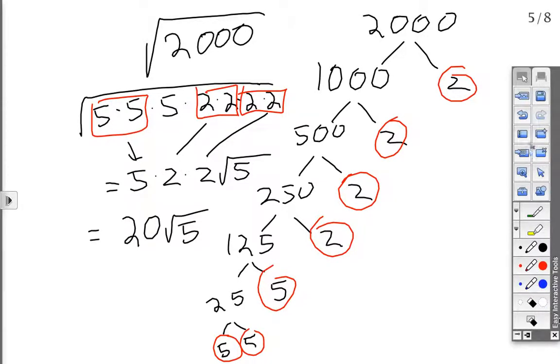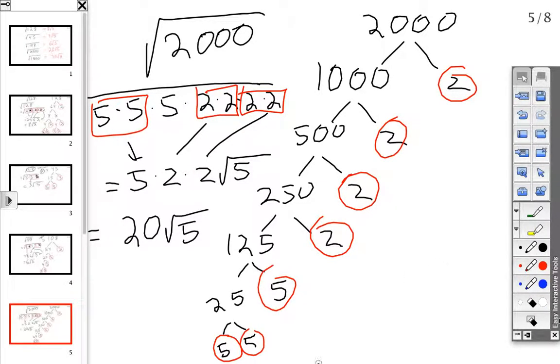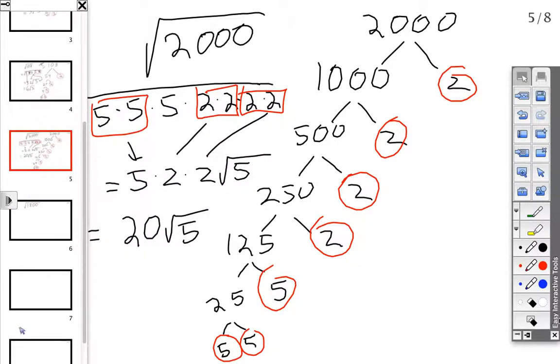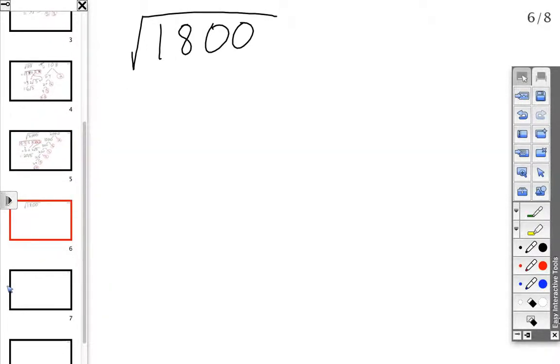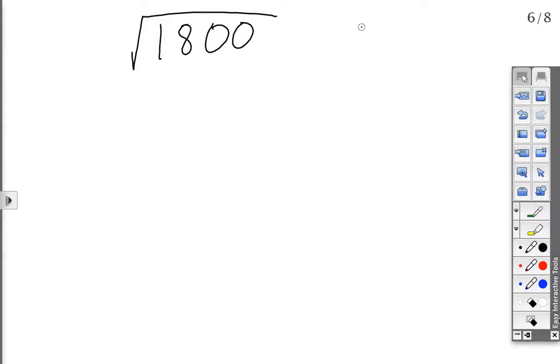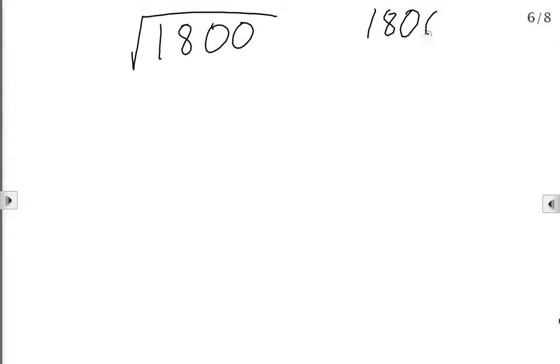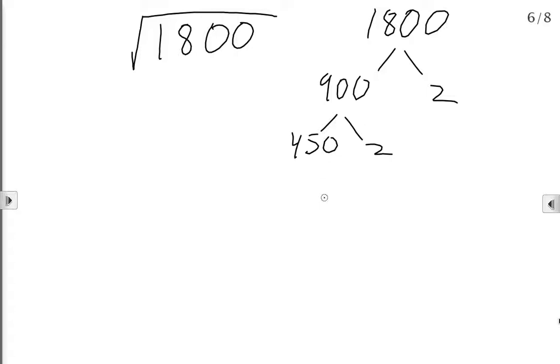I think we got one more to do. Square root of 1,800. 1,800 is, well, let's see here. It's even, so we can divide by 2 and get 900. Which is even, so we can divide by 2 and get 450. Which is even, so we can divide by 2 and get 225. And 225 is actually 15 times 15.